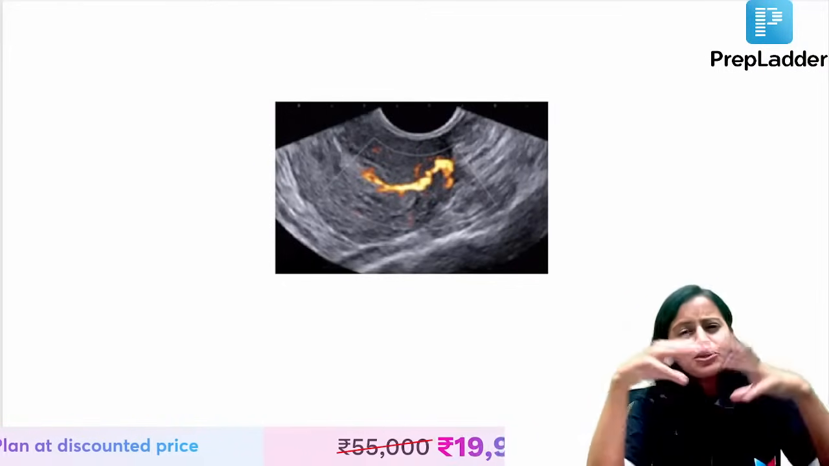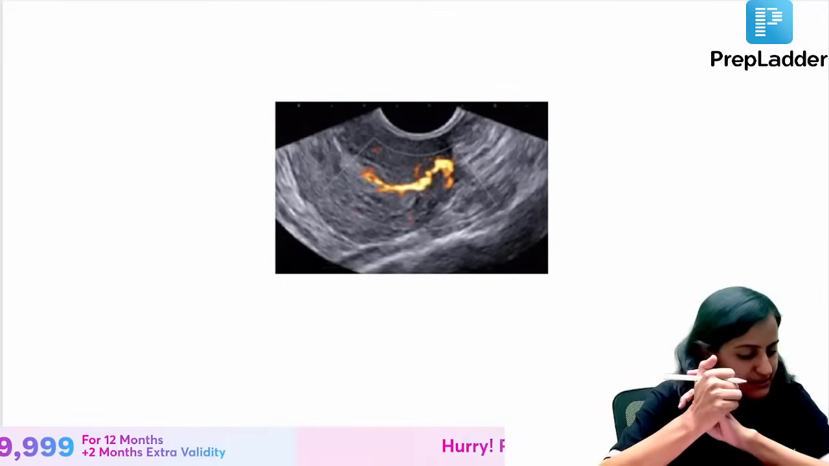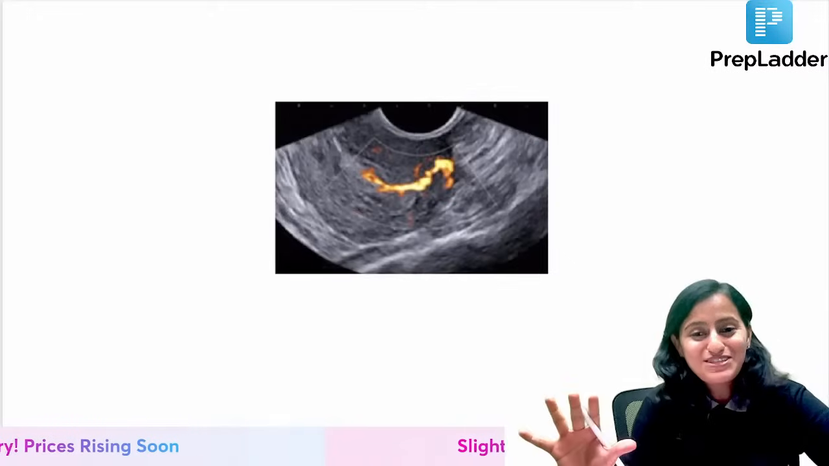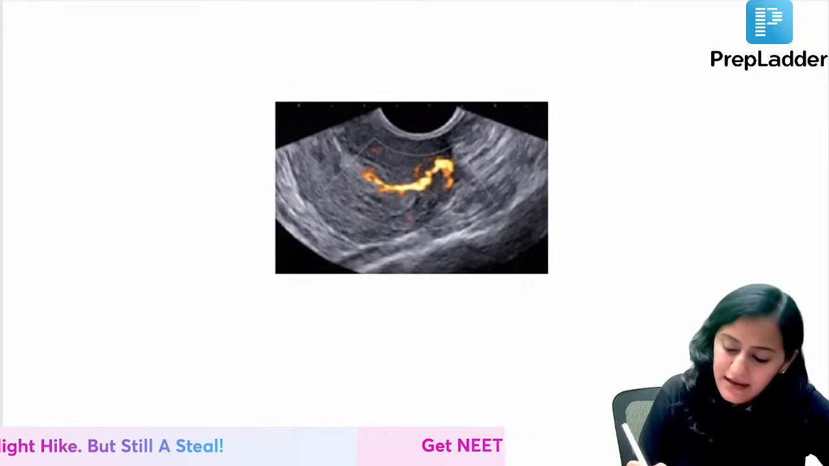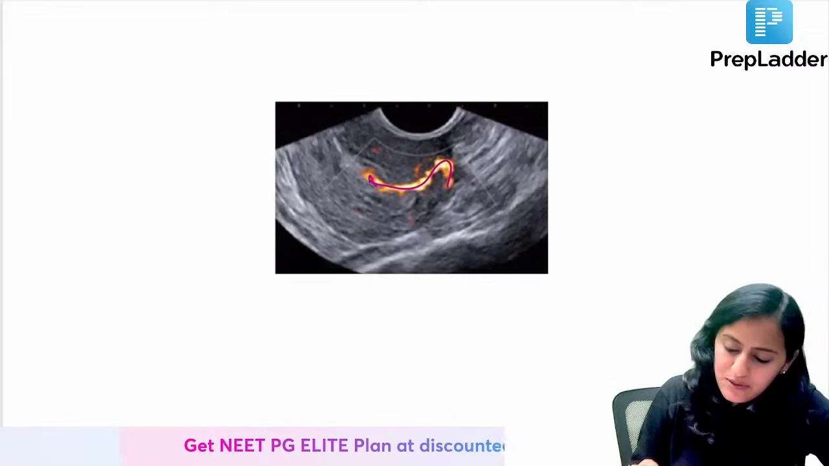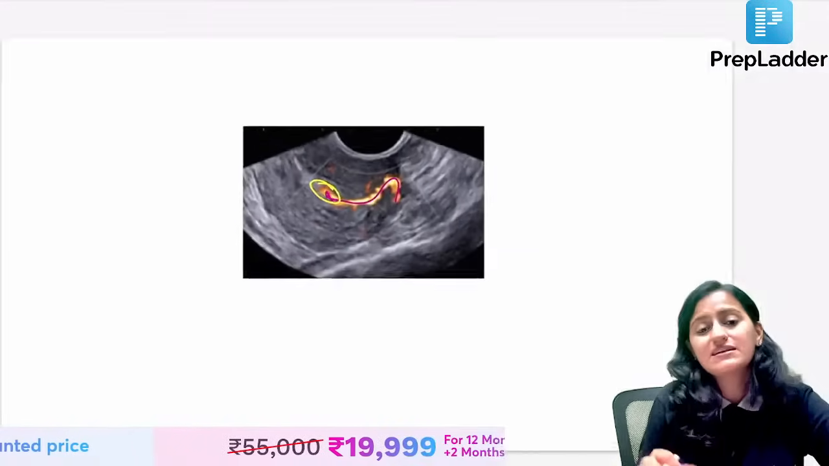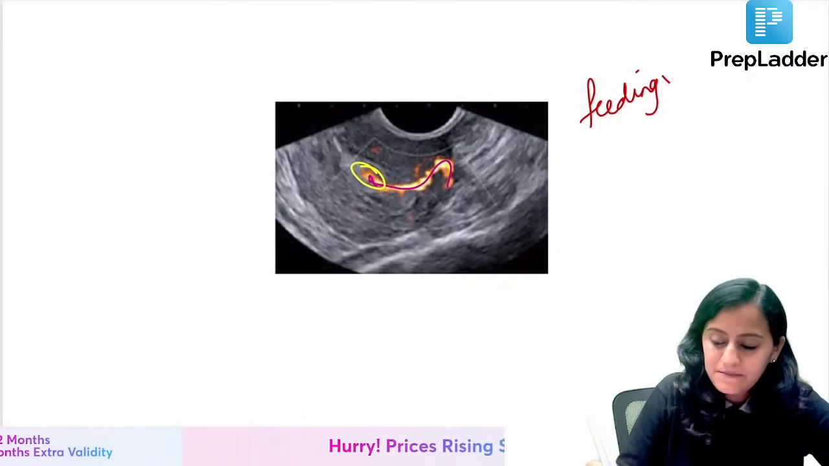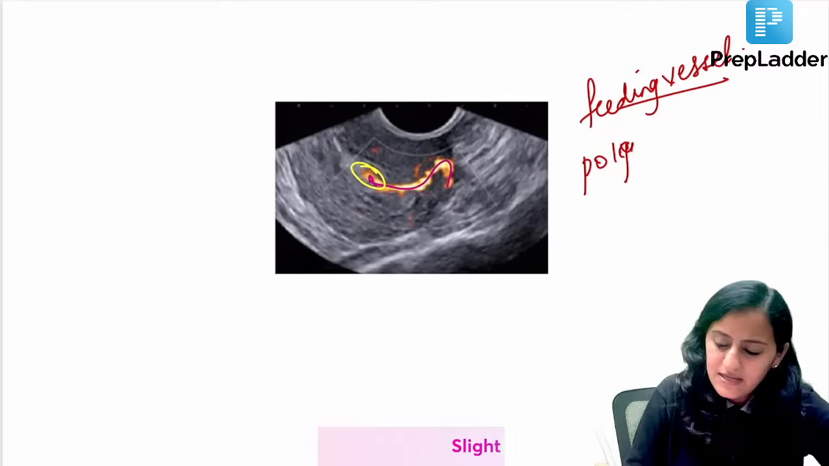In adenomyosis, you will see a uterus which is very bulky and heterogeneous, right? Very good. This is not the ring of fire. Remember, any orange color here is not going to be the ring of fire. This is a Doppler image showing a vessel going into a lesion in the endometrium. This is the feeding vessel sign, which is seen in endometrial polyp.